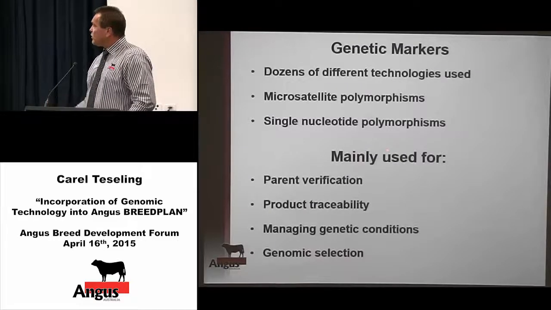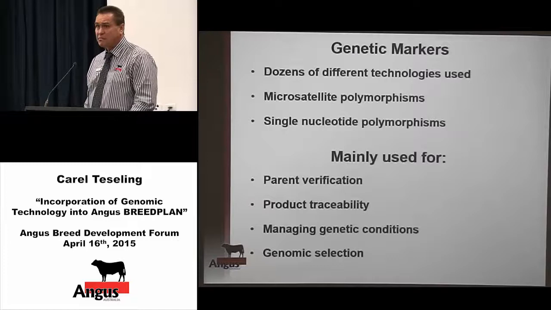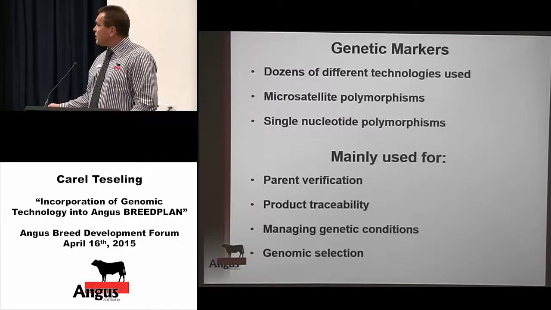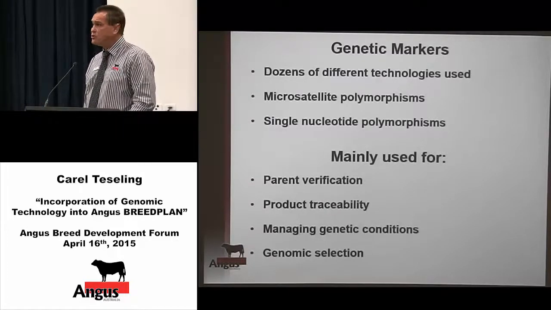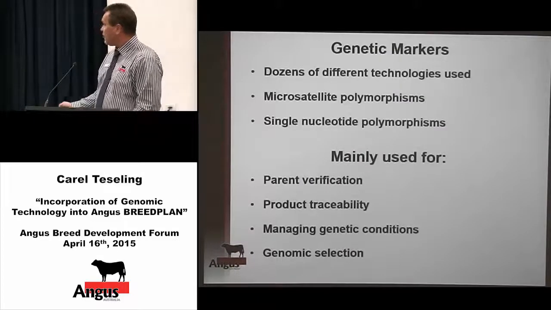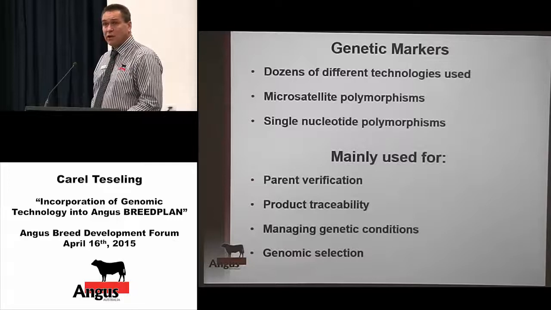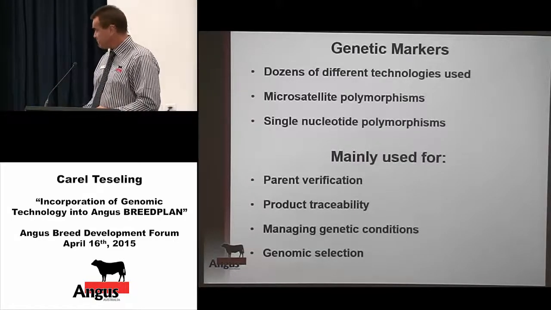Okay, what we use genetic markers for, the main uses currently in our system, is obviously parent verification. That's a big part of what we do. Also product traceability, where you can develop specific markers just to trace products. Also managing genetic conditions, where we have several markers that are specific to genetic conditions. And then more recently, we are starting to get into the level of genomic selection, where we use this to inform our selection decisions.